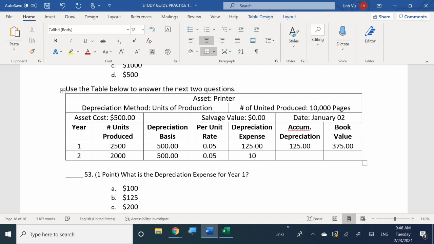100. It'd be 100. So remember, in this case, once you solve for year 1, your only thing that's changing is your depreciation expense, because the amount that you produce each year is going to change, but your rate's going to stay the same and your depreciation basis should stay the same. Okay, so now I have 100. What's my total accumulated depreciation for year 2? 225, bringing my book value to be 150.